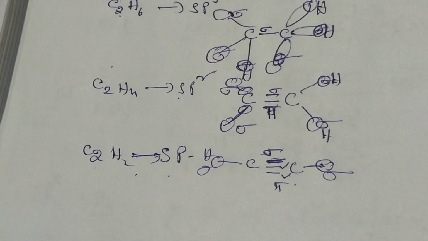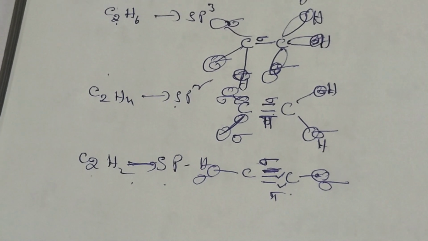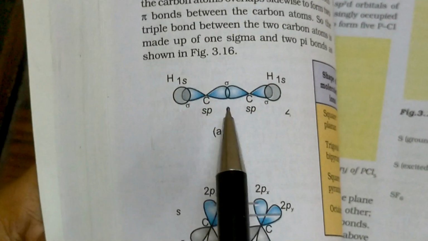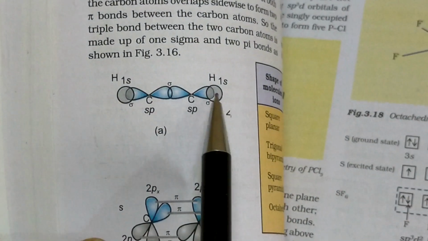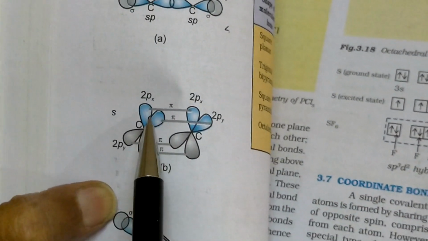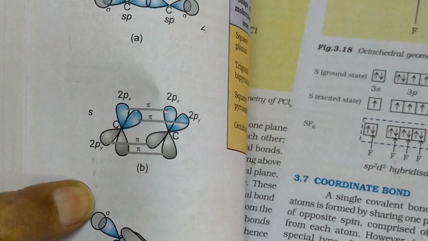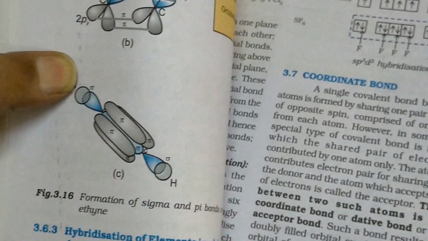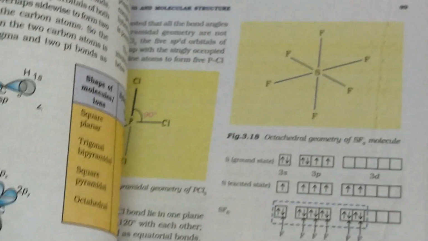Interestingly, if you see the structure, acetylene will have one sigma bond here, the hydrogen sigma bonds, and the pi bonds: if you see, 2px and 2px there is a pi, and 2py there is a pi, with the z axis as the bond axis. Anyway, this is also one kind.